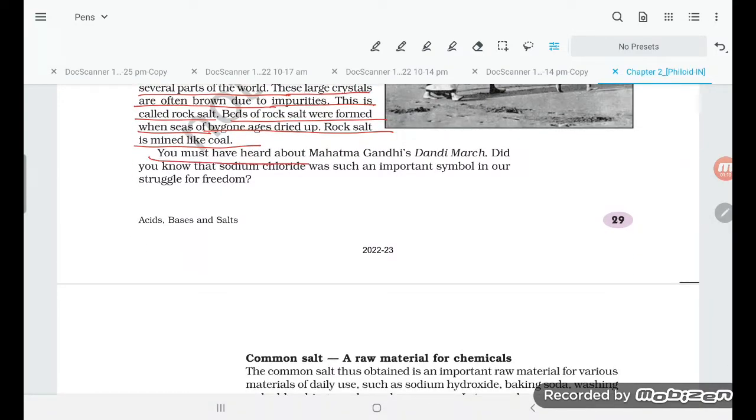You must have heard about Mahatma Gandhi's Dandi March. Did you know that sodium chloride was such an important symbol in the struggle for freedom?